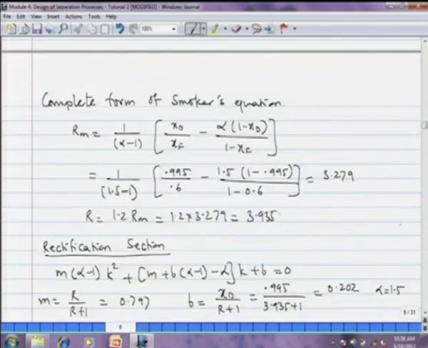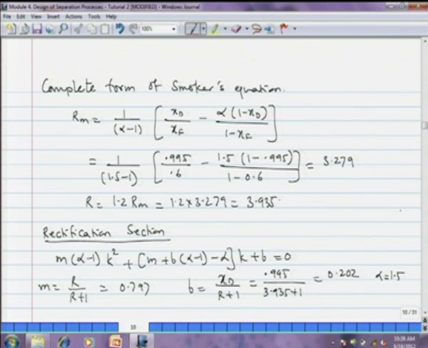Now, we start our calculations for number of plates. First of all, we have to calculate the reflux ratio, and we have been given that the reflux ratio is 1.2 times the minimum reflux ratio. We use the Underwood's equation for minimum reflux ratio.